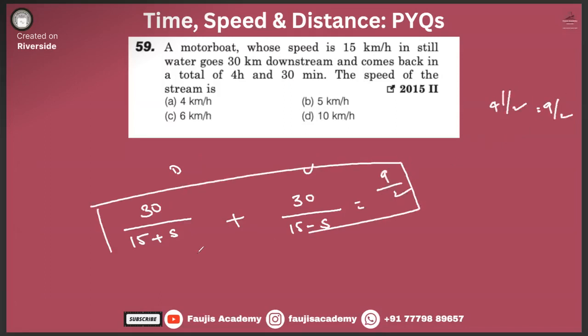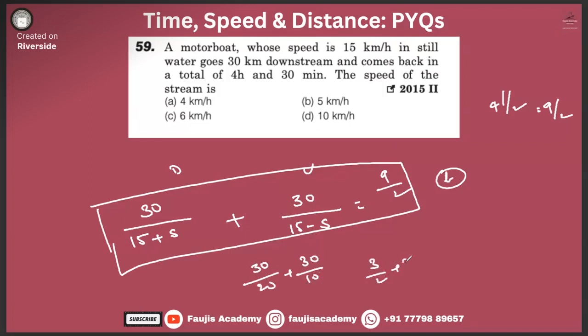Okay. Now pick up which of these numbers looks good, so that to get 9 by 2, let's try it, work it out with 5. Okay. What happens with option B when we pick up option B? That means 30 by 20 plus 30 by 10, 3 by 2 plus 3. How much is that? 9 by 2. Which answer option is correct? Option B is your correct answer over there.